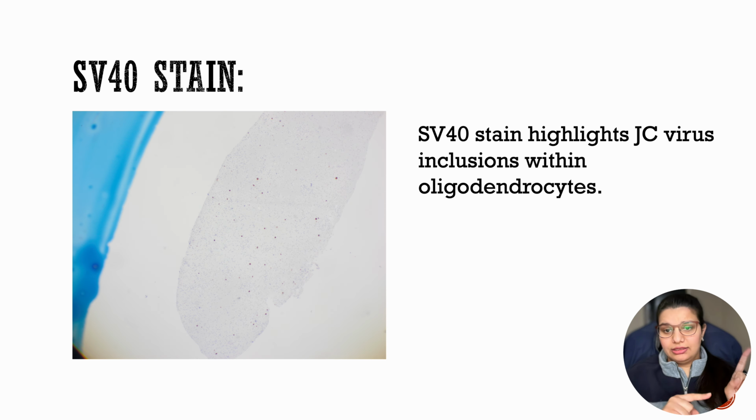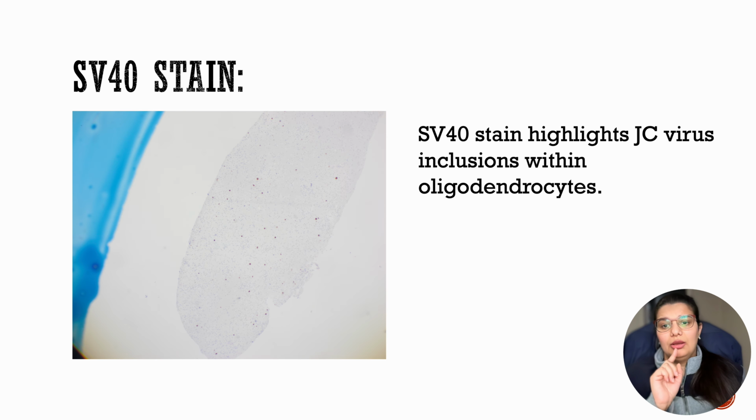So SV40, as I mentioned before, that was the next game changer. It crystal cleared the whole scenario: JC virus inclusions within the oligodendrocytes, and these brown dots are basically the viral inclusions within the oligodendrocyte. As I showed you before in the image, the oligodendrocyte with a large nucleus and those viral inclusions within it, that was basically JC virus. So SV40 confirmed our diagnosis.